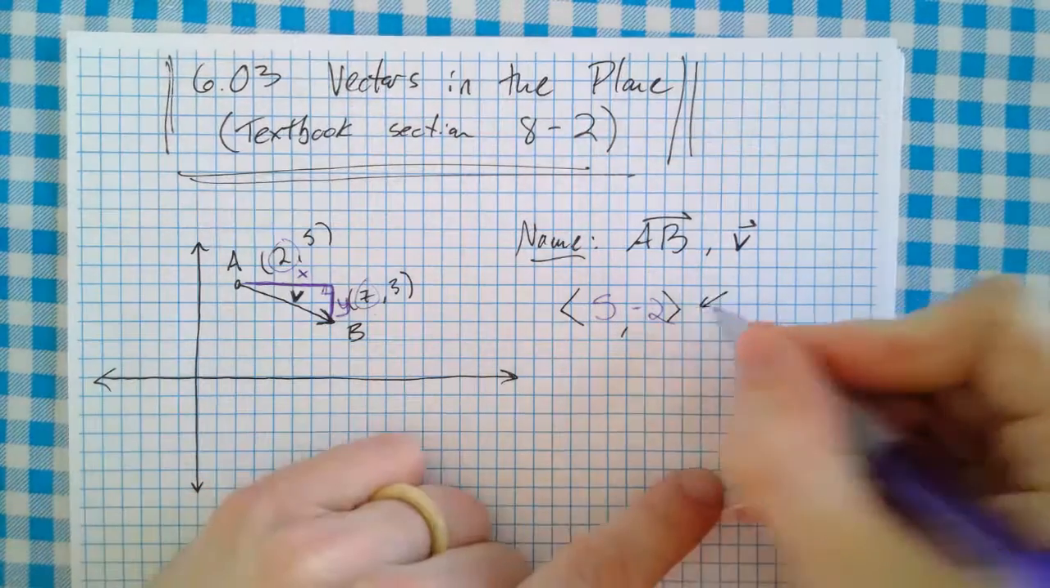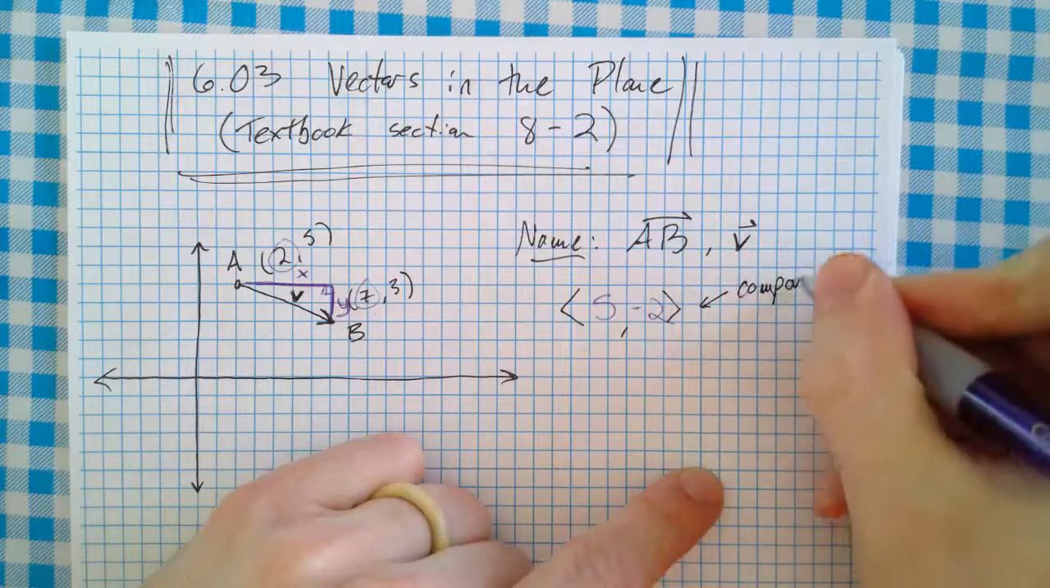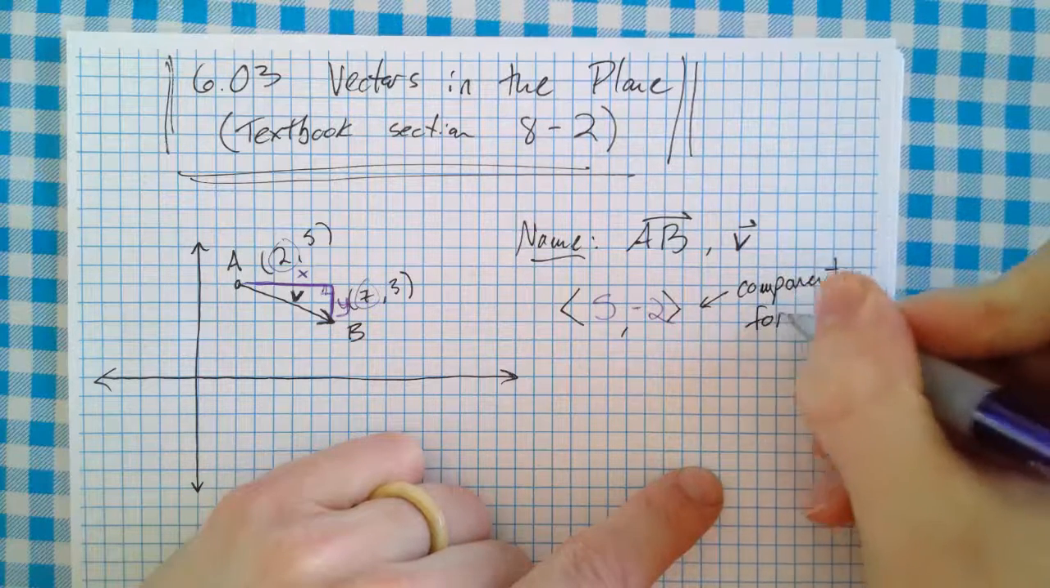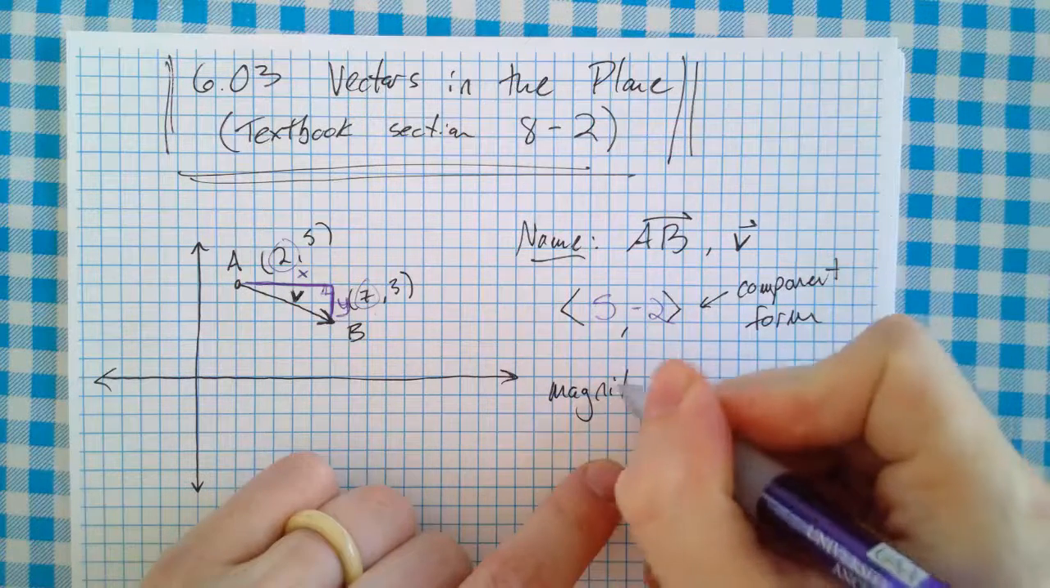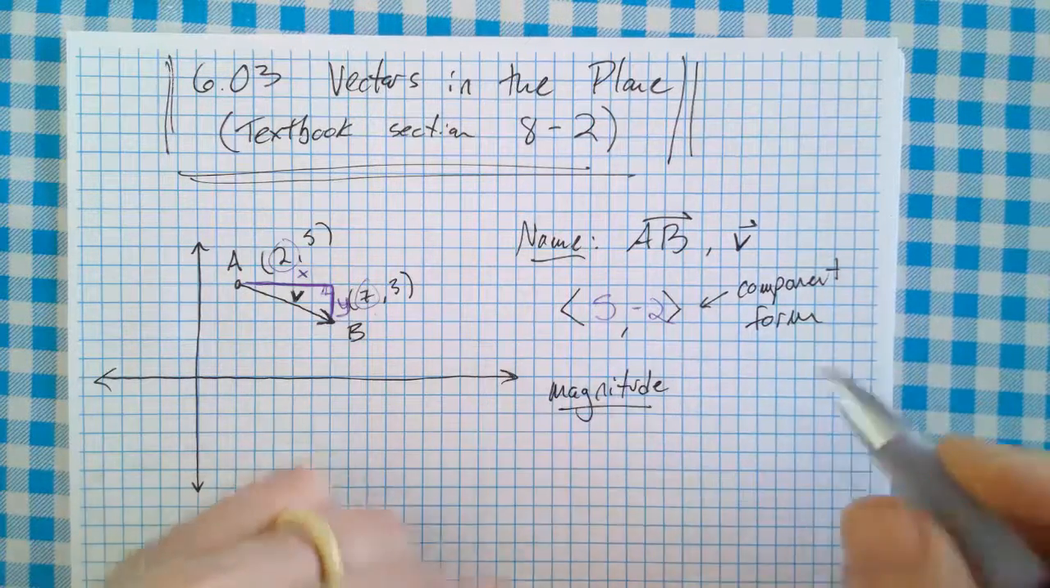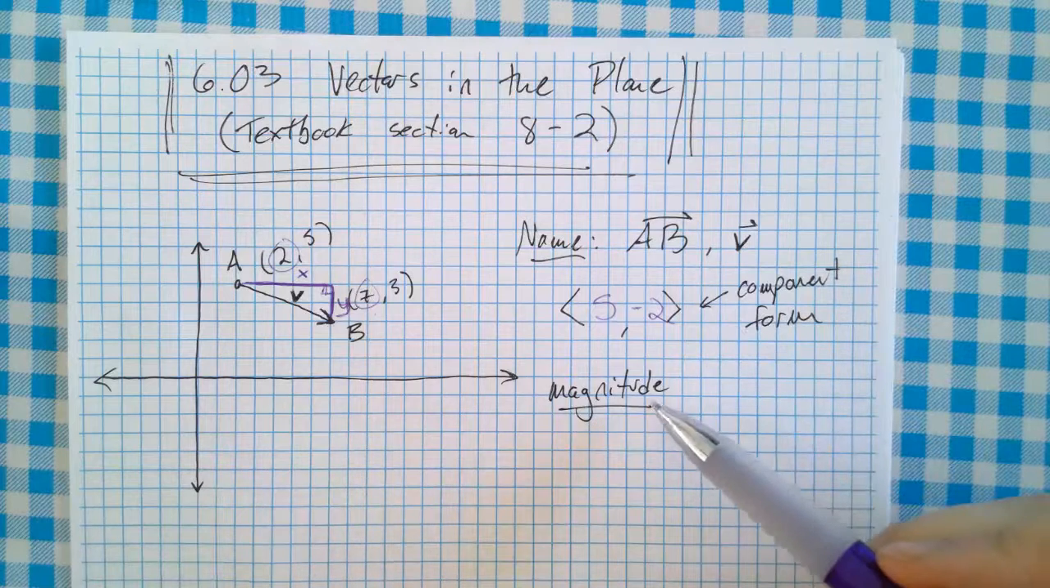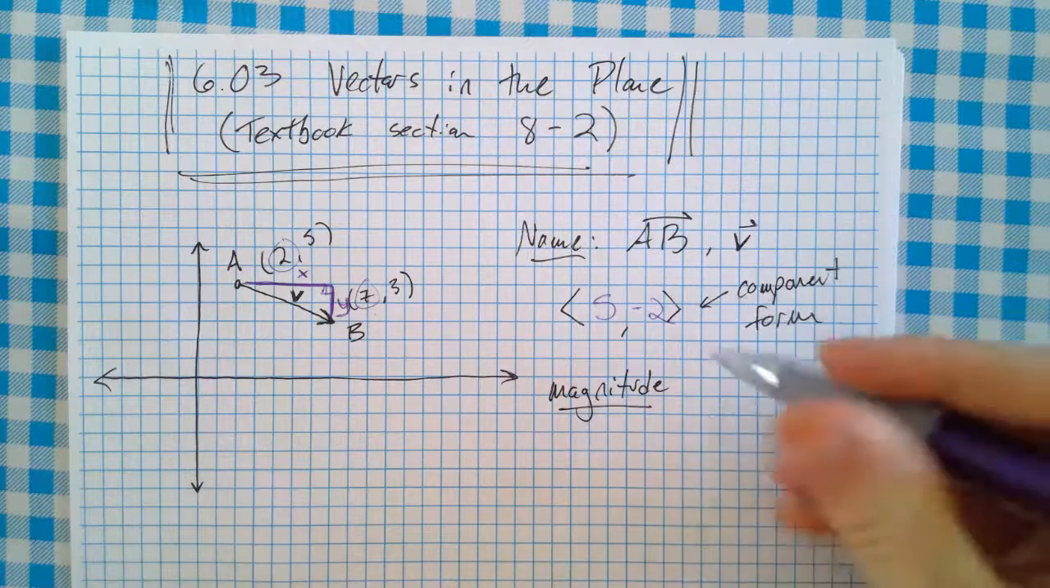This is component form. I'll just write that down. And what is the magnitude? The magnitude of a vector, guys, is just a fancy way of saying the length. It's the length of the vector.